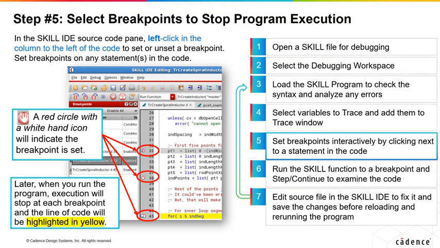So in step number 5, you'll be selecting breakpoints in order to stop program execution at that point in the code. In the source code pane, on the left-hand side in the gray area, left-click in that column to the left of the code statement that you want to set or unset a breakpoint for. If there's no breakpoint there, it will set it. It will be basically a red circle with a white hand icon that will appear next to that line of code. And if it had been set, if you click it, it will unset it.